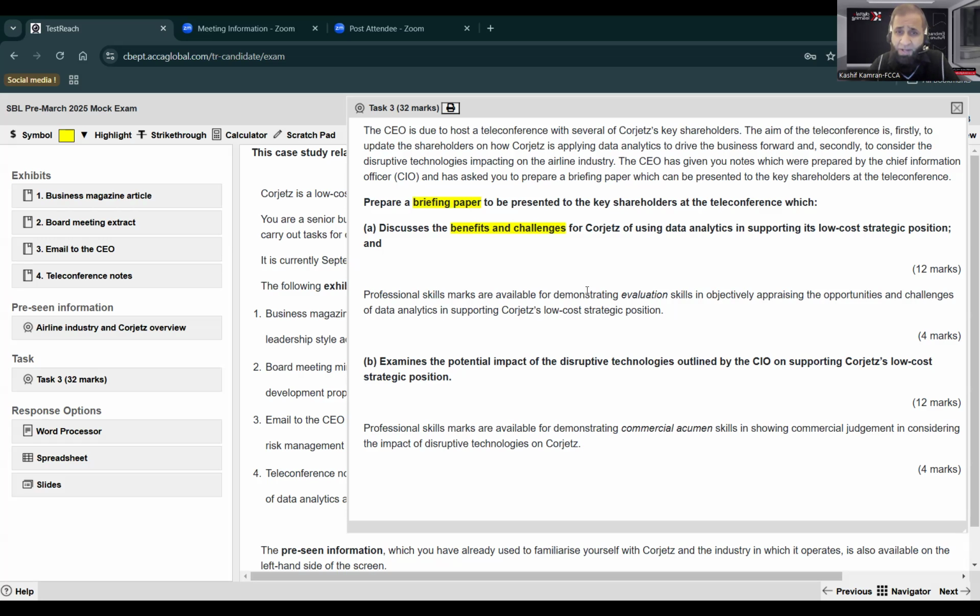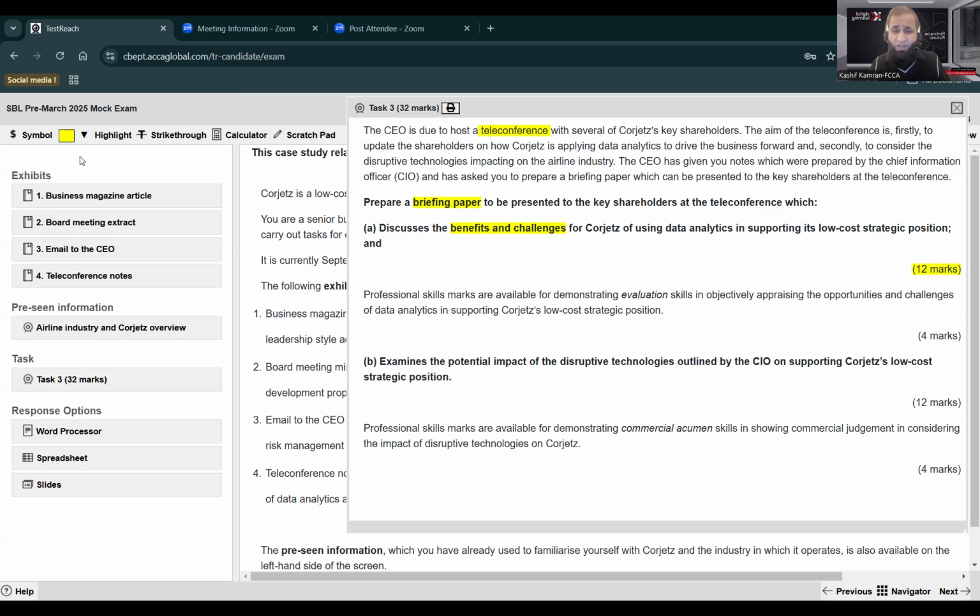We'll see what support we have, because if you look at this intro paragraph, it tells us about a teleconference. On the left-hand side, you can see there is an exhibit by the name of teleconference notes, which has been shared with you. So we'll open that up and see if any information is given to us about data analytics and its uses at Courtjet, and will then draw the benefits and challenges accordingly. We have 12 marks, so we will divide it by 2, so we get a total of 6.